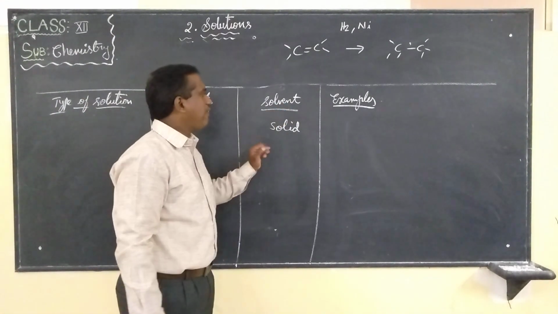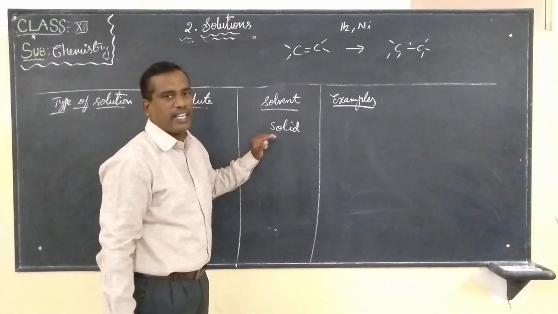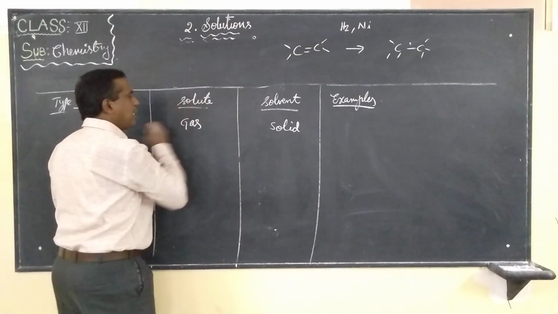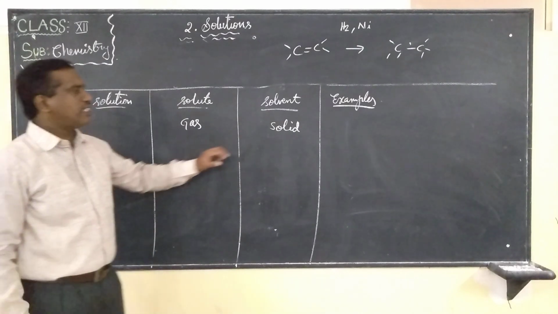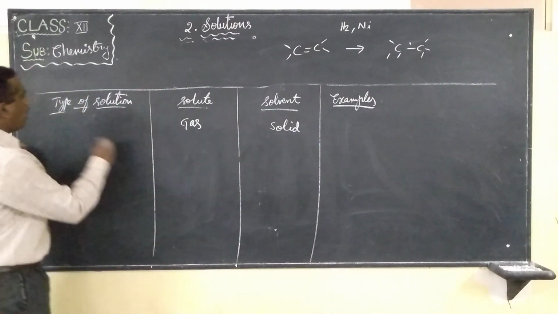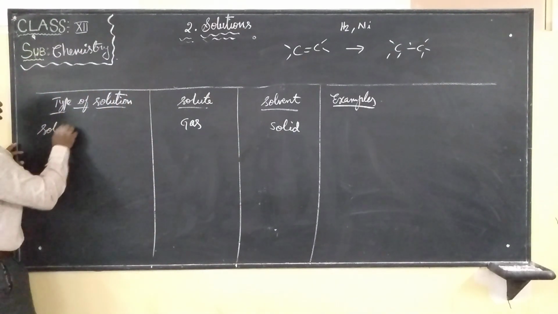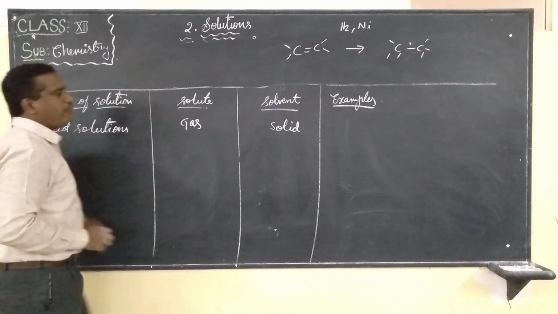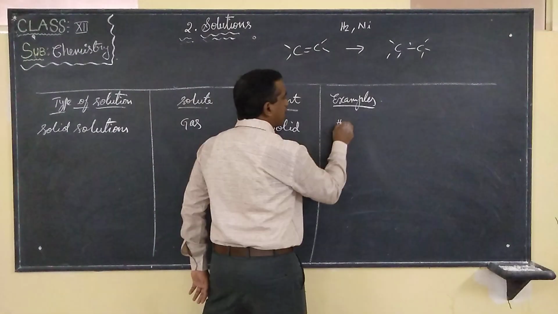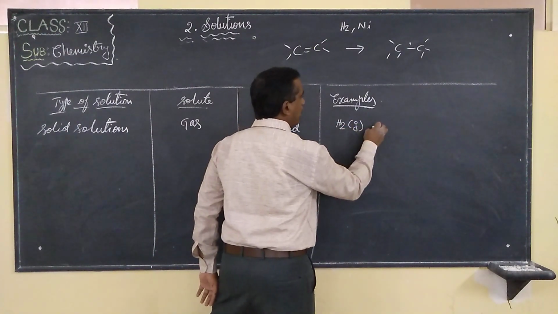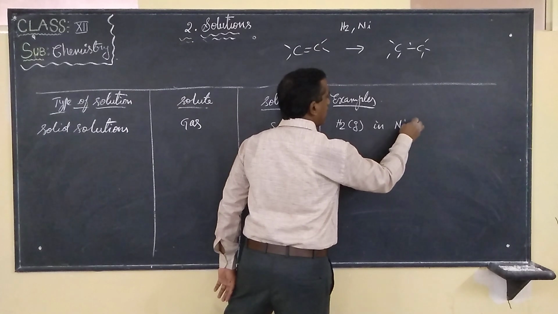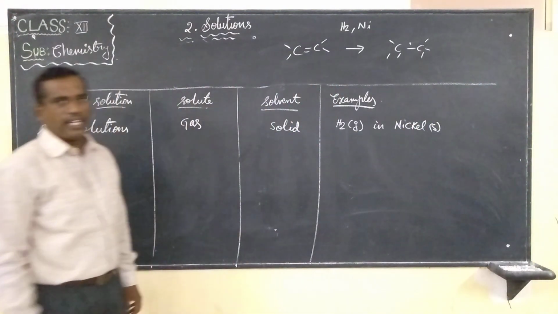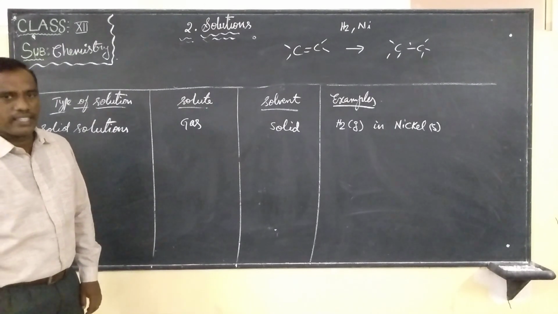So, when our solvent is more, that is, in solid state, but our solute is a gas, such kind of solutions we call solid solutions. One of the examples we are given is hydrogen gas in nickel catalyst. Nickel is the solid state there.